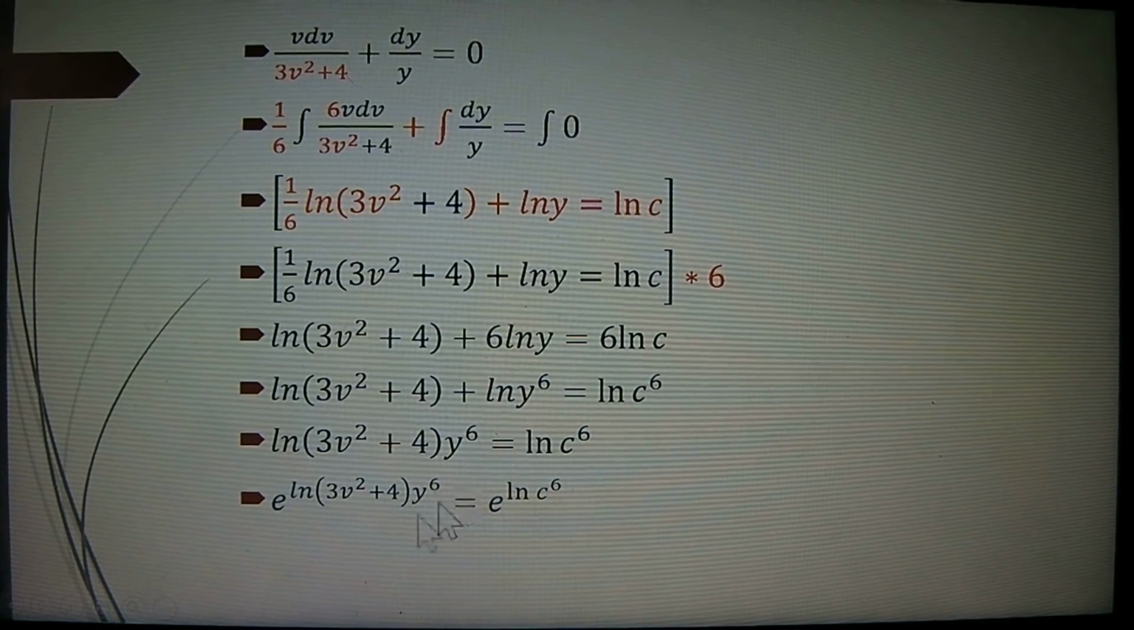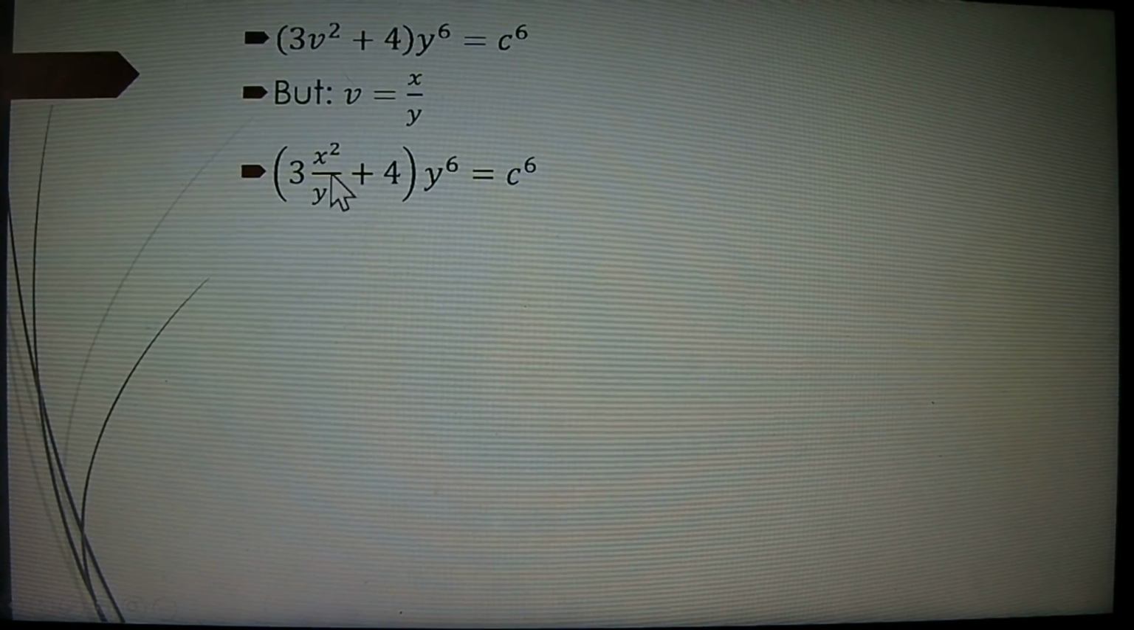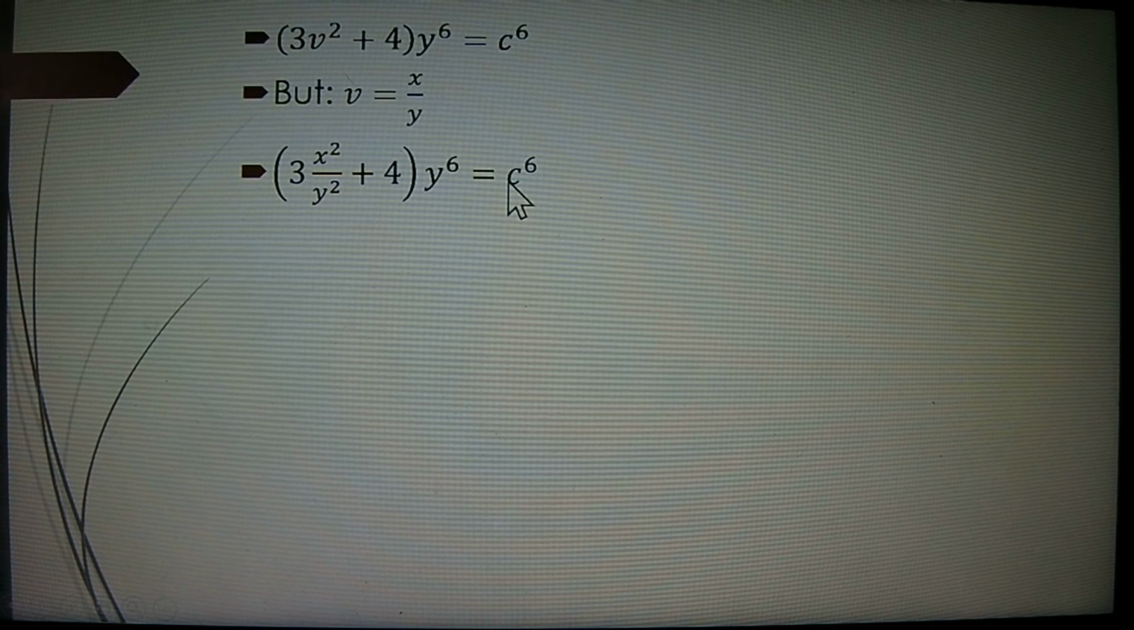So we shall be raising it to e, and that becomes 3b squared plus 4 times y to the 6 equals c to the 6. After that, we shall be substituting b equals x over y. So substituting b by x over y, it becomes 3x squared over y squared plus 4, times y to the 6, equals c to the 6.